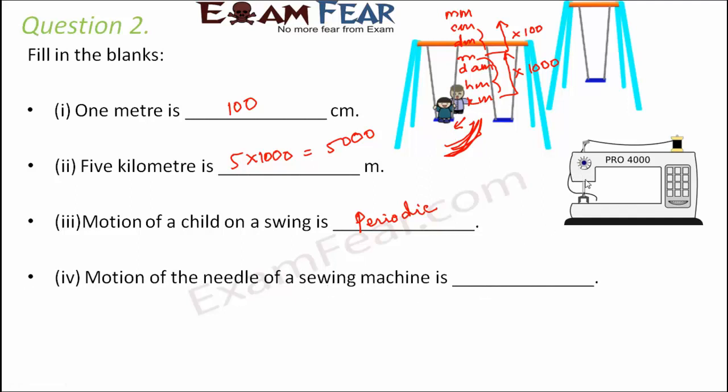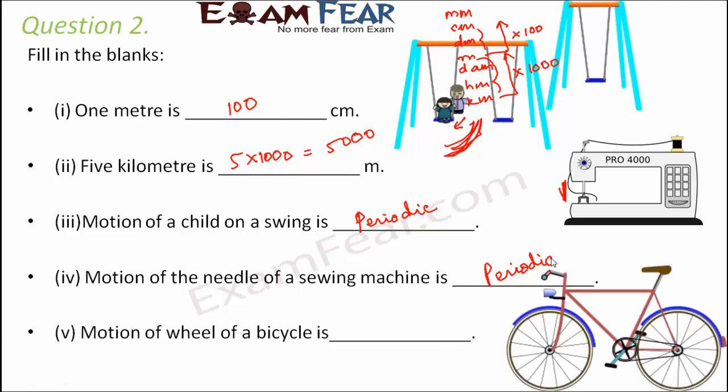Motion of the needle of a sewing machine is. What kind of motion is this? How does it move? It moves like this, up and down, up and down. So that is how the needle moves in a sewing machine. So this is again periodic motion because the motion up and down is getting repeated over periodic intervals of time.